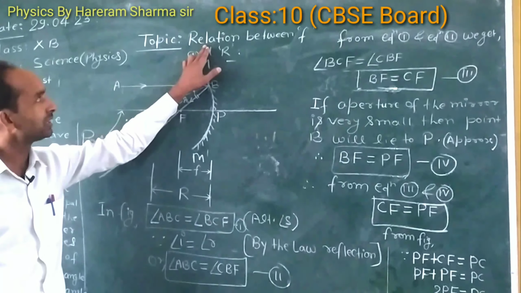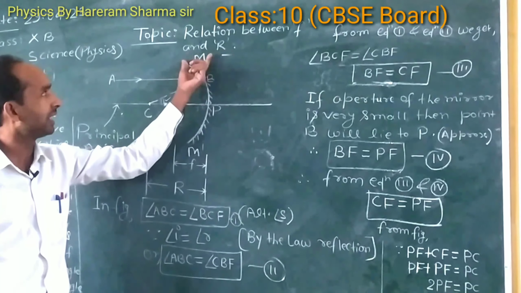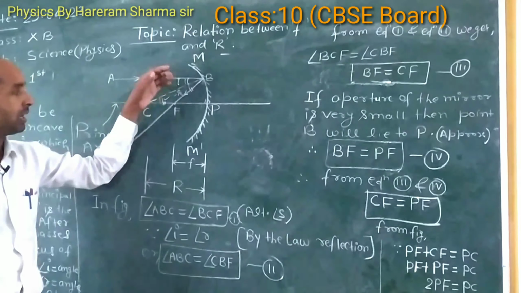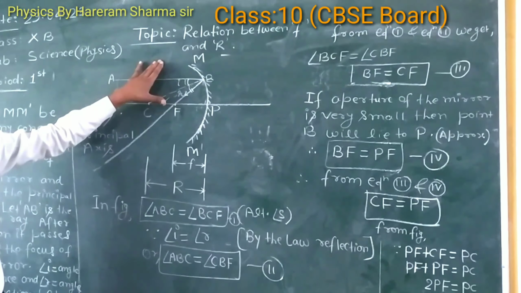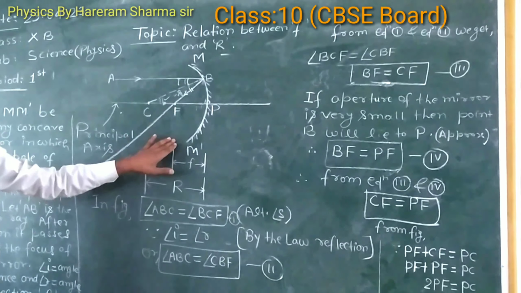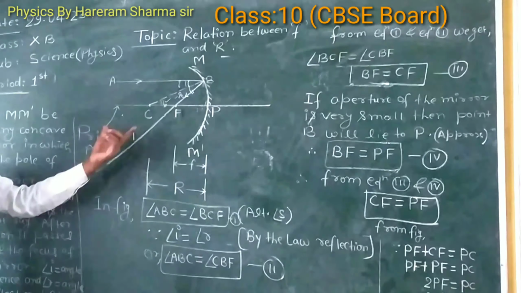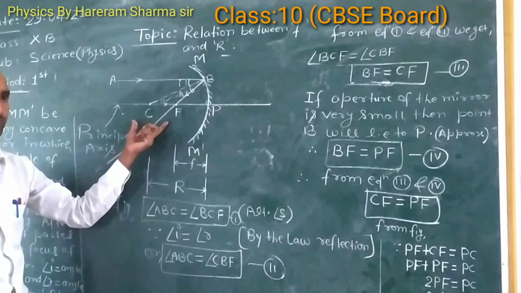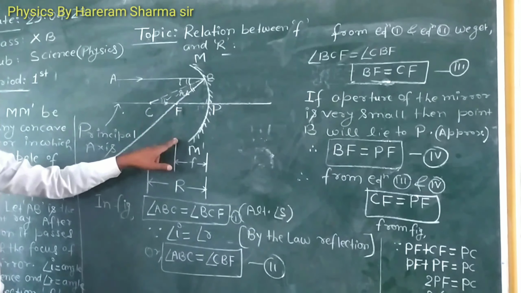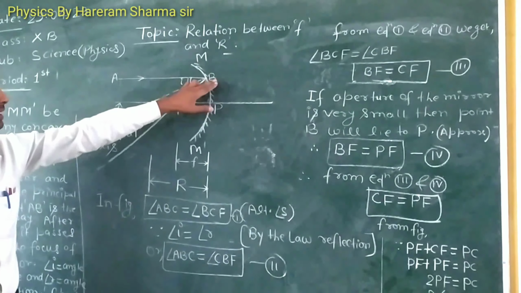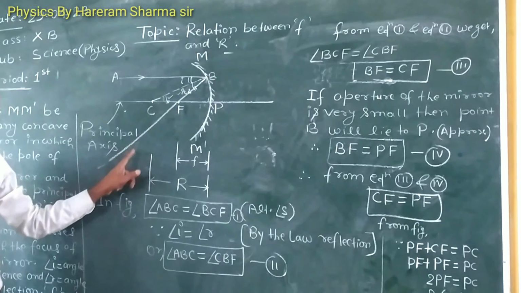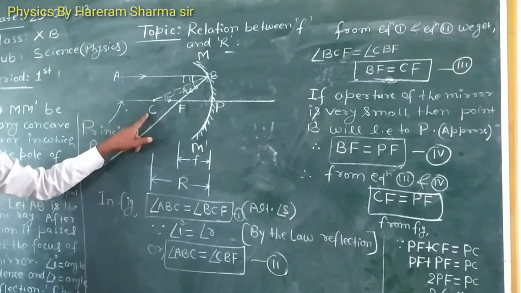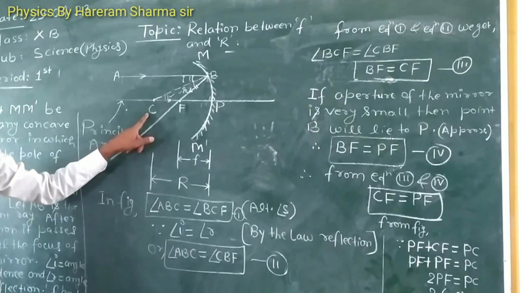Our topic is the relation between focal length and radius of curvature, and this relation is established in the concave mirror. This is the ray diagram of a concave mirror, in which AB is the incident ray, BF is the reflected ray, C is the center of curvature, P is the pole of the concave mirror, and PC is the principal axis.